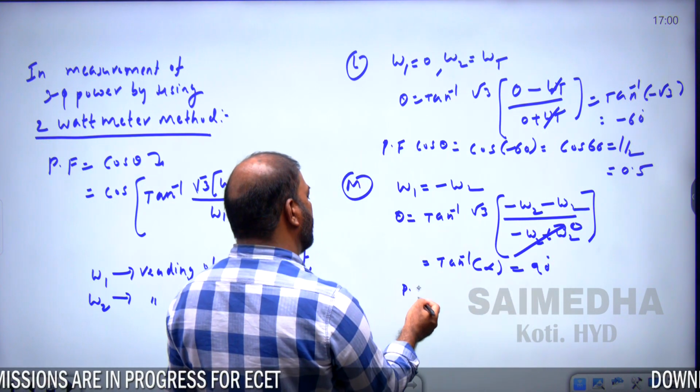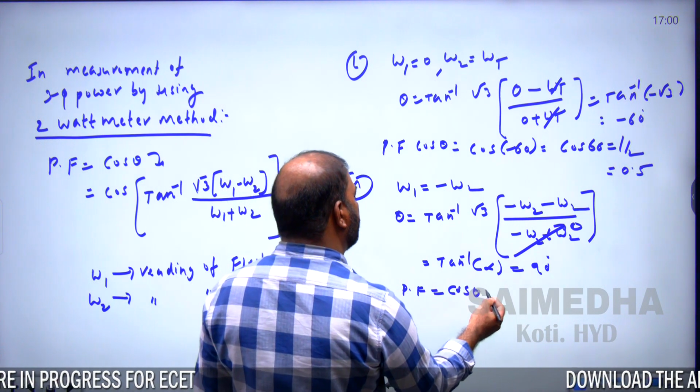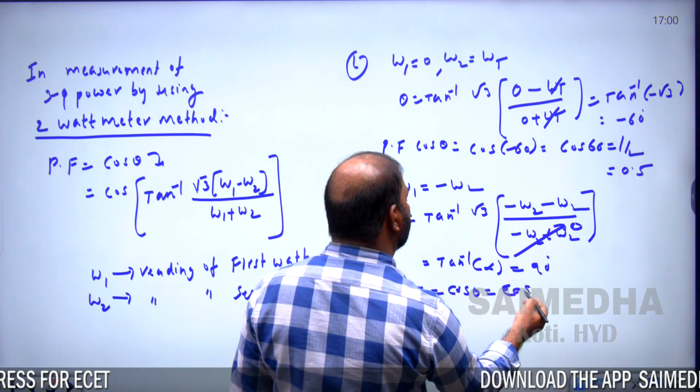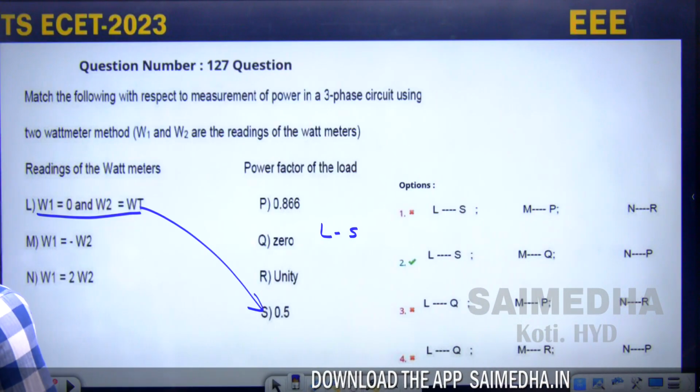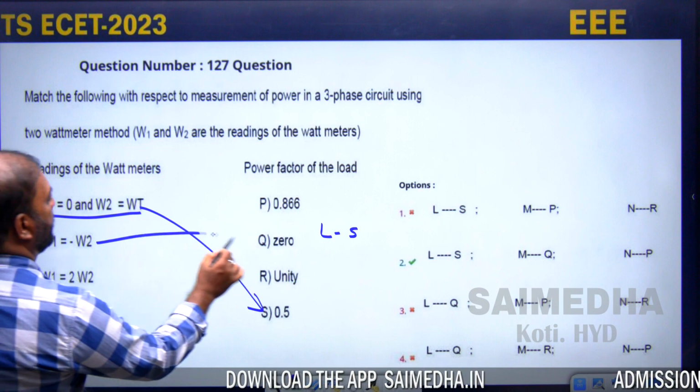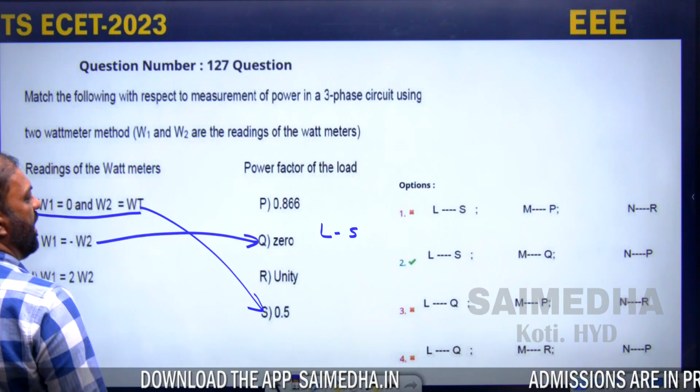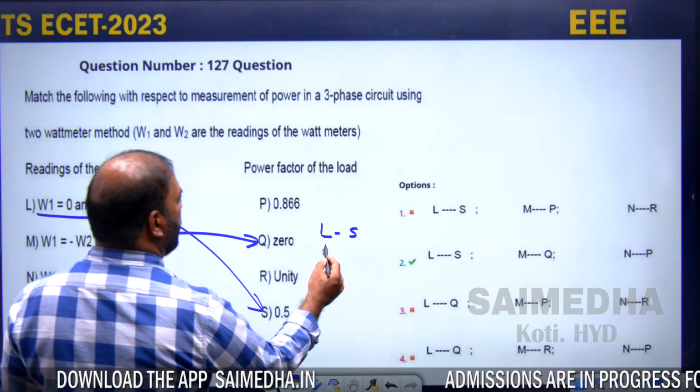Then power factor is equal to cos theta, which is cos 90, equal to 0. For this case we got the power factor value as 0. When W1 is equal to minus W2, power factor is 0. So it is mapped with Q. So MQ.